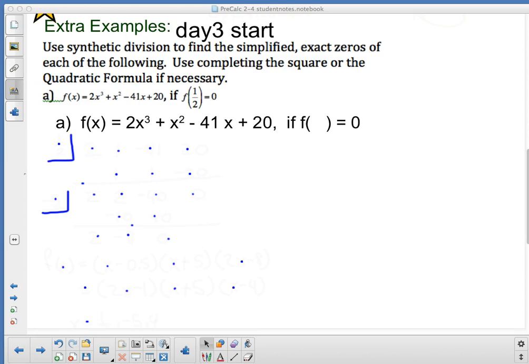Well, the first thing we're going to look at is use synthetic division to find the simplified exact zeros of each of the following. Use completing the square or the quadratic formula if necessary.